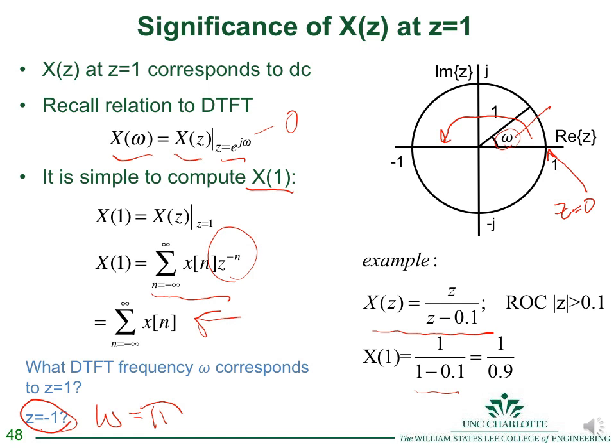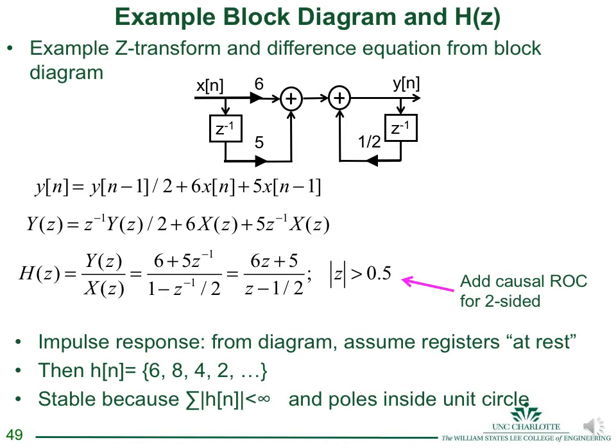So here's another example using fixed values for the weights in the system. And so x of n is multiplied by 6. x of n minus 1 at the output of this delay is multiplied by 5. The feedback is multiplied by a half. And so I get y of n minus 1 over 2. And again, all those are added together to form y of n.